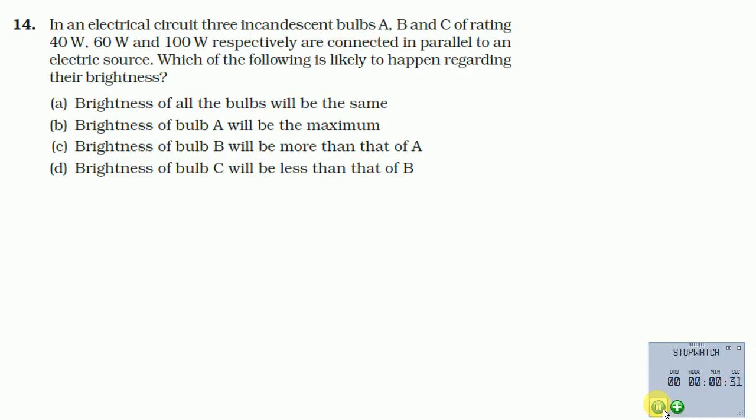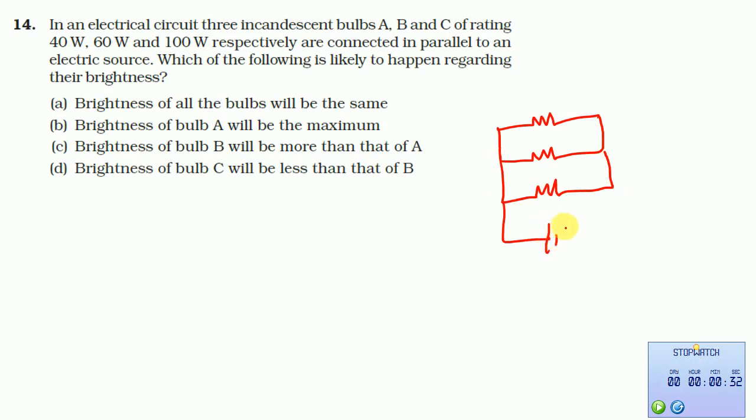Think over it. Okay, time over. Now the bulbs are connected in parallel. If the bulbs are connected in parallel, and it is clearly given that one is of 40 watt, another is of 60 watt, another is of 100 watt, right?